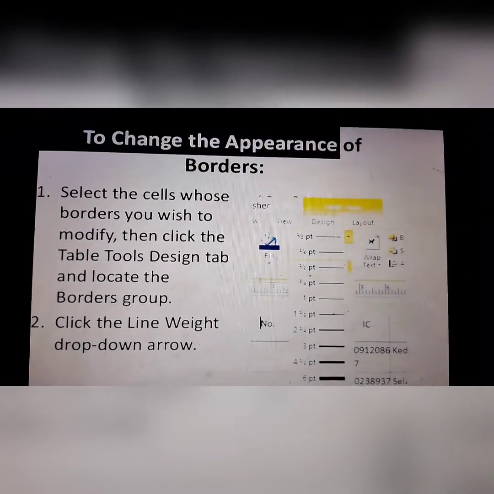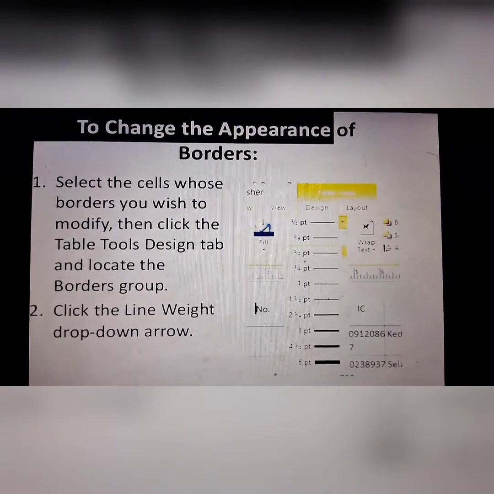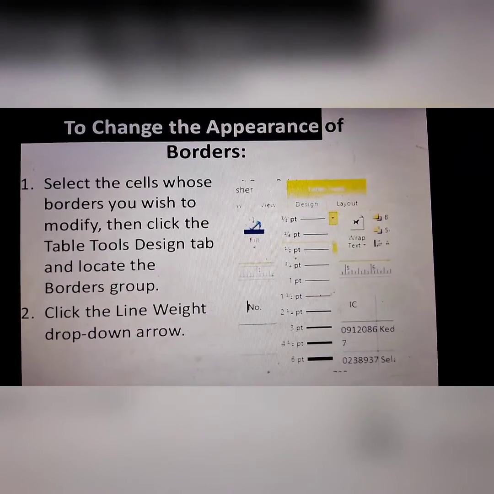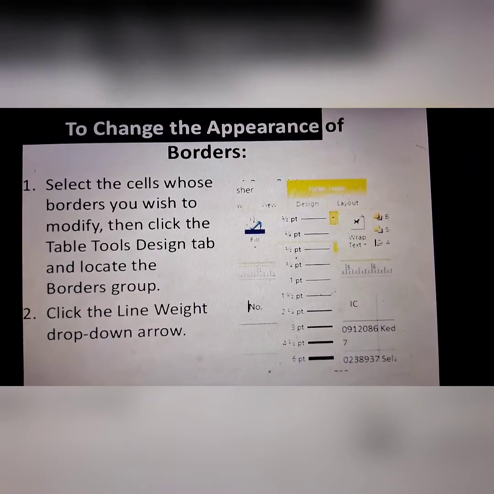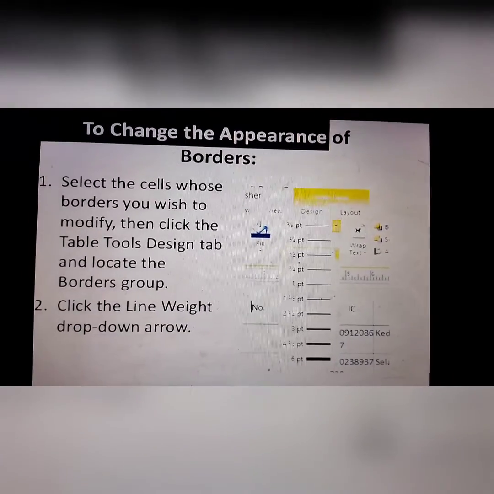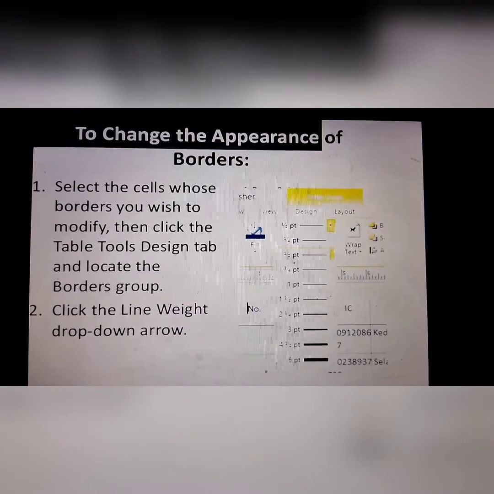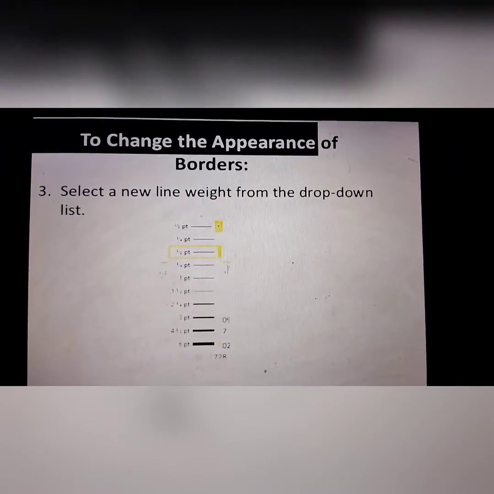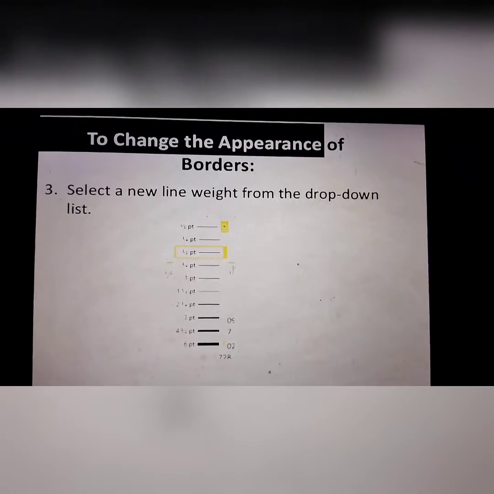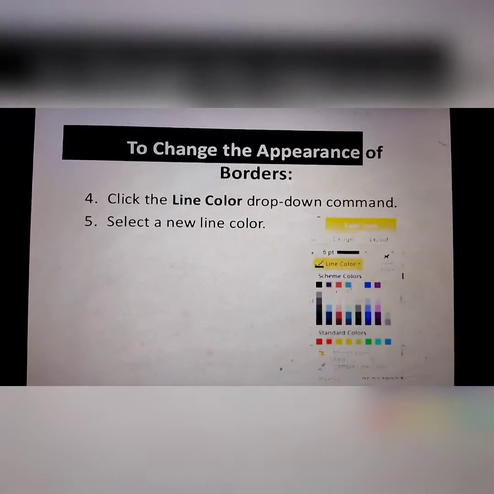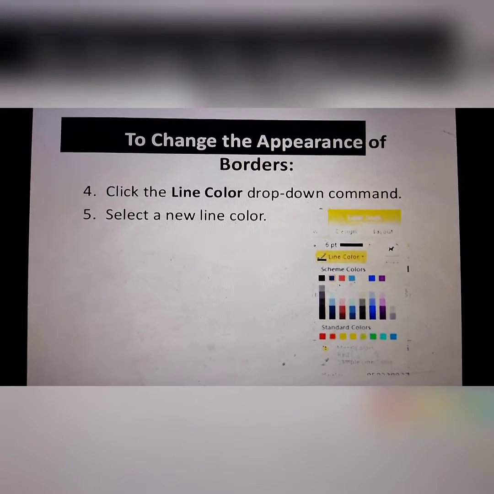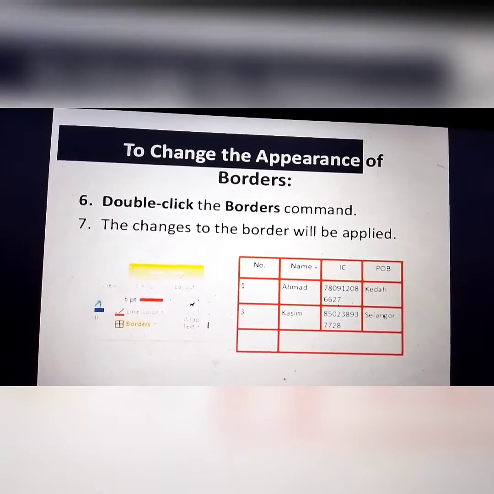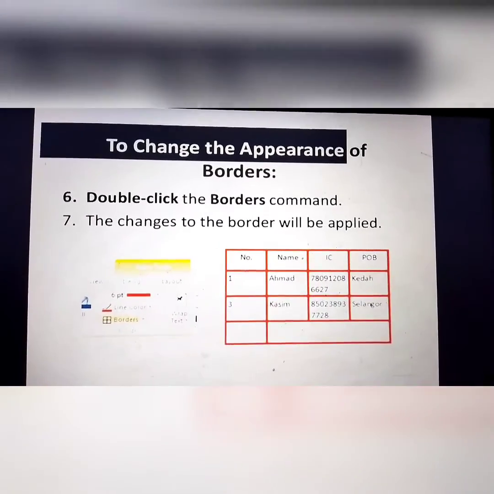Students, you can see here how to change the appearance of borders. Select the cells whose borders you wish to modify. Then click the Table Tools Design tab and locate the Borders group. Click the Line Weight drop-down arrow. Follow the steps as you can see here. Then select a new line weight from the drop-down list. In the fourth step, click the Line Color drop-down command, then select a new line color. Then double-click the Borders command, and the changes to the border will be applied.